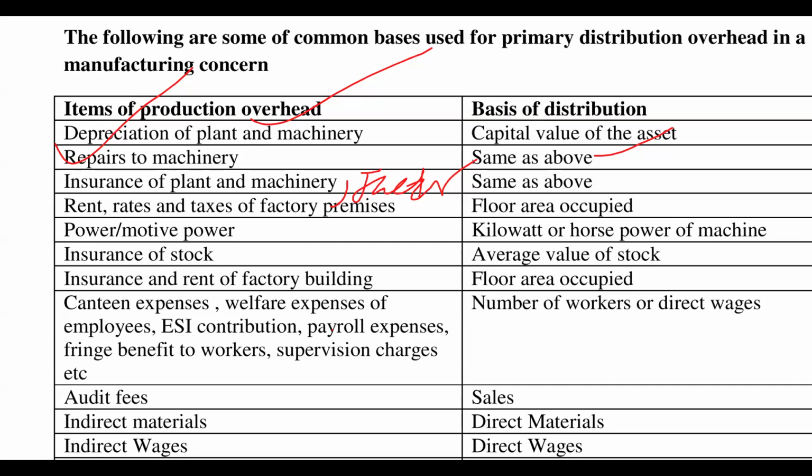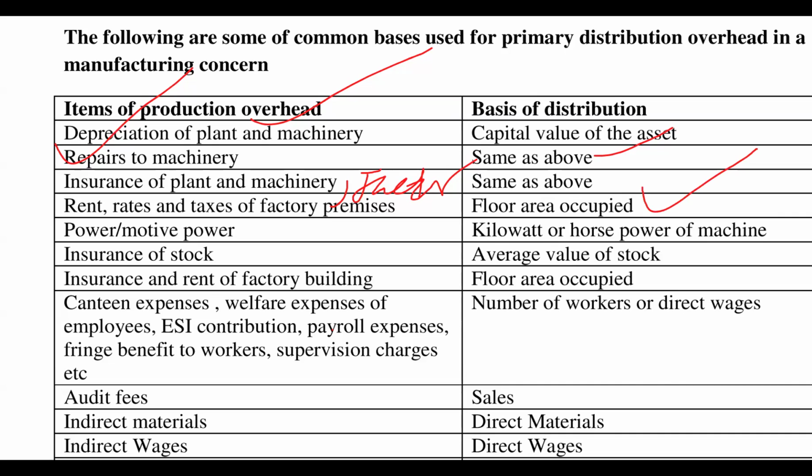How do you now allocate the overheads relating to the rent, the rates, and the taxes of factory premises? How do you apportion these overheads, the rent, the rates, the taxes of factory premises? You use the floor area space. If you're given the floor area space, please use the floor area space. That would really help you.